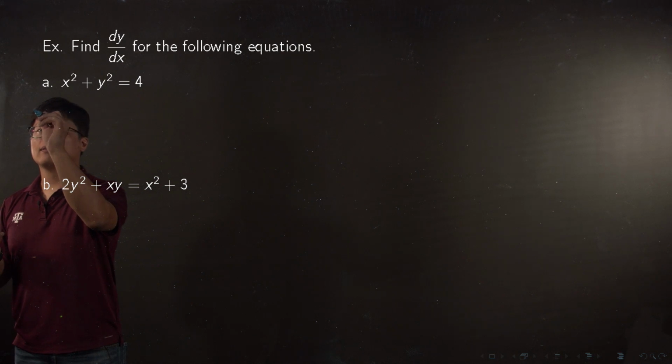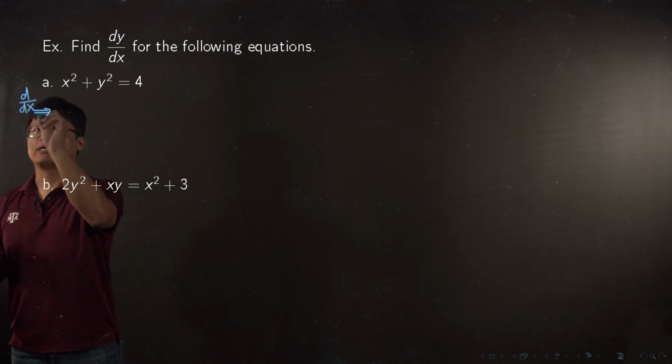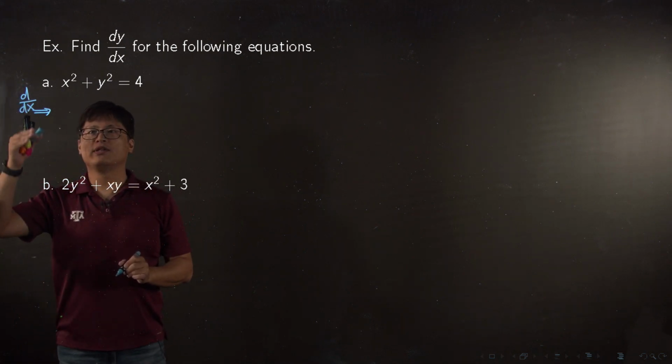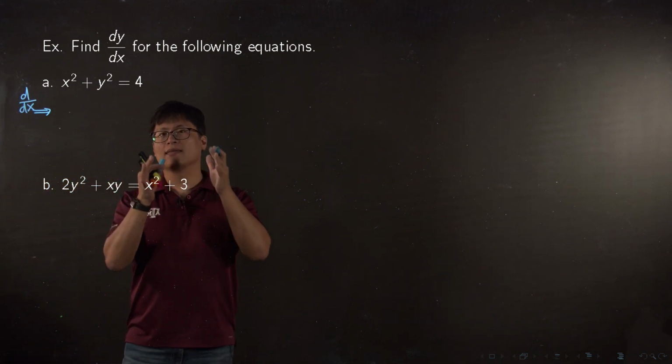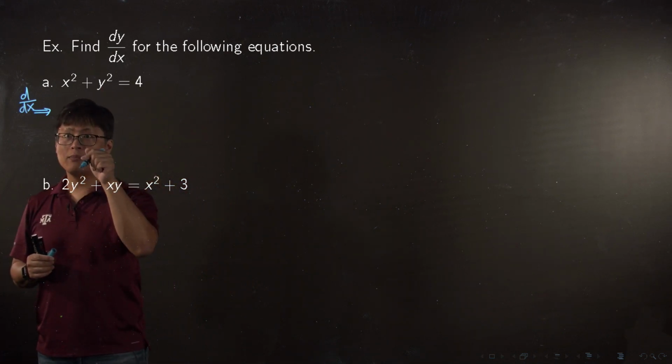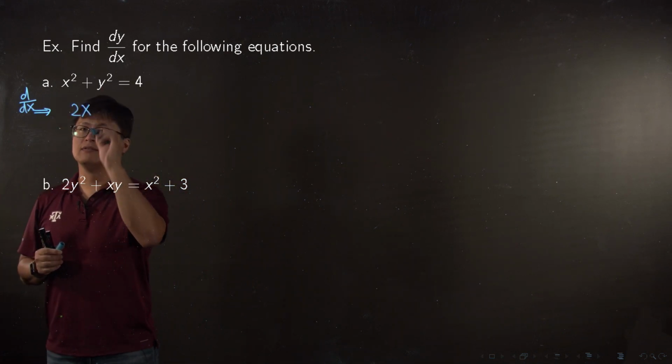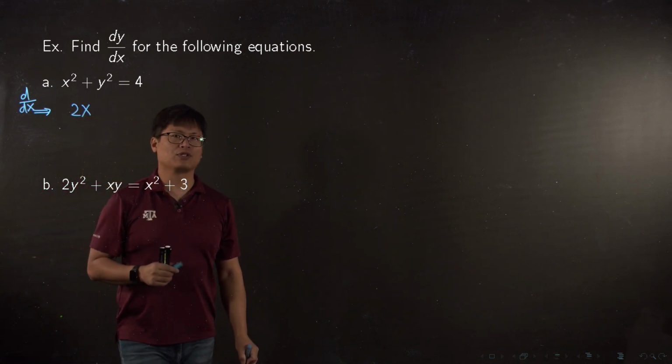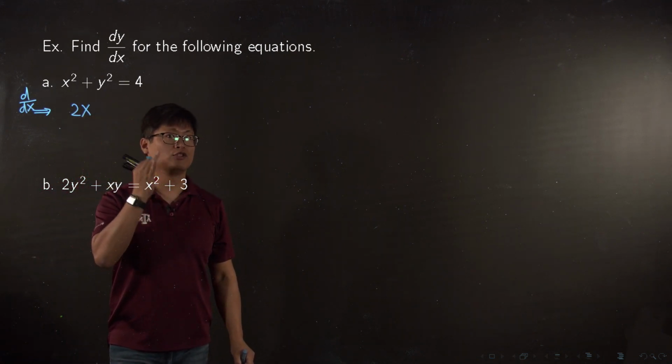We will take the derivative with respect to x, okay? Whenever I write d over dx, it means we will take the derivative with respect to x, okay? Then look at the first one. X squared prime is definitely just 2x, right? Then what about the second function, y squared? Keep that in mind. There's two layers, okay?